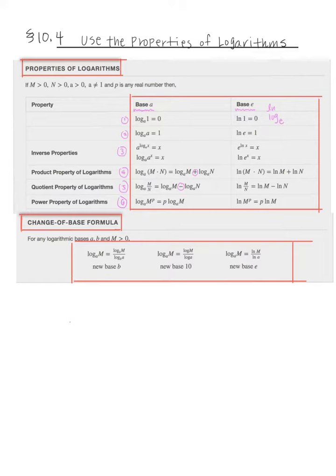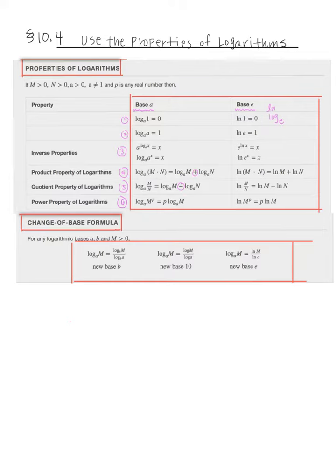The next property is the change of base formula. Now this formula is super duper useful because if you look at your calculator, you should only see a button which says ln or just log. Remember, if it's just log, there is a little base 10 sitting there. So there are no buttons for log base 2 or log base 5 or anything like that.